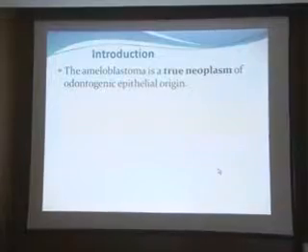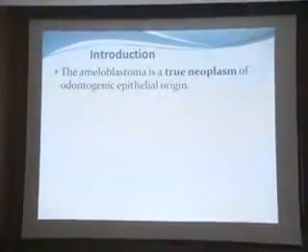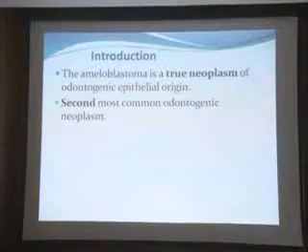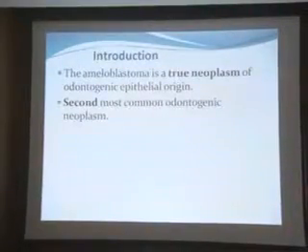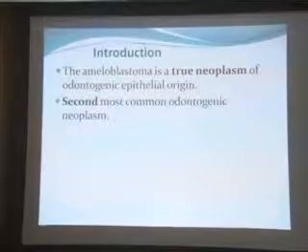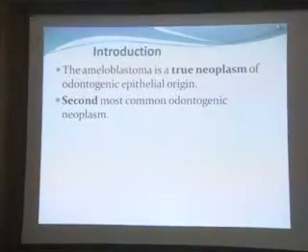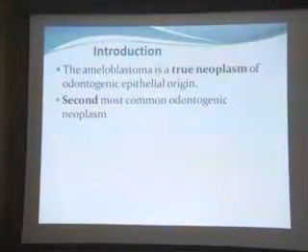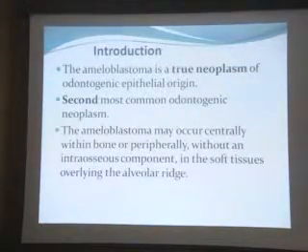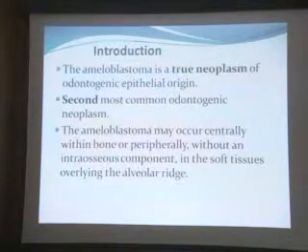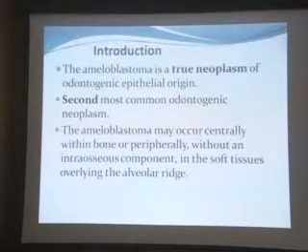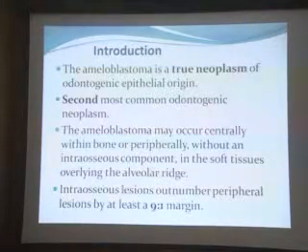That is why the ameloblastoma is considered a true neoplasm of odontogenic epithelial origin. It is considered the second most common odontogenic neoplasm. Which is the first one then? Yes, you are all aware that the odontome is the most common odontogenic neoplasm. Now the ameloblastoma may occur centrally within the bone or peripherally without an intraosseous component in the soft tissues. We discussed in the beginning that there are 2 variants, one central and another peripheral.